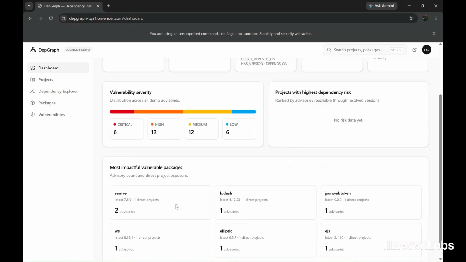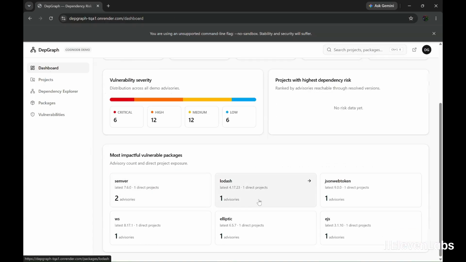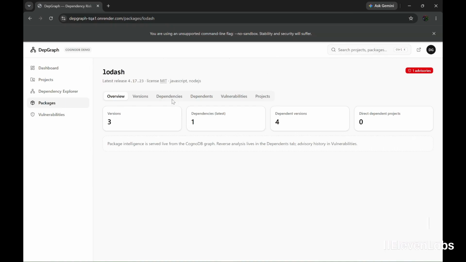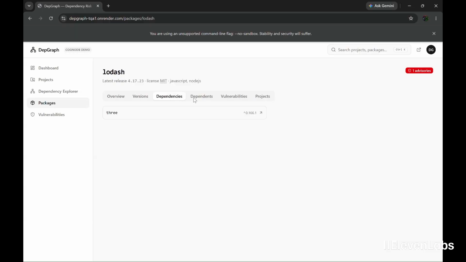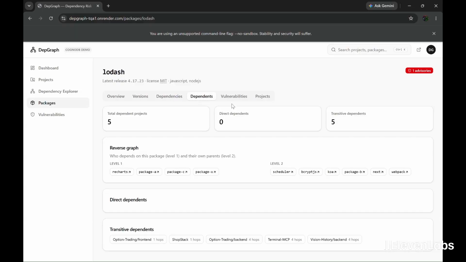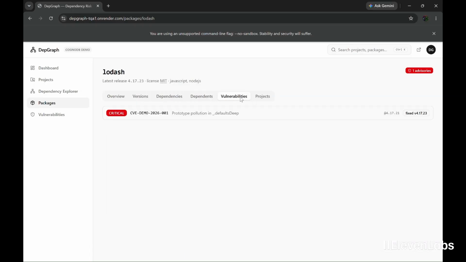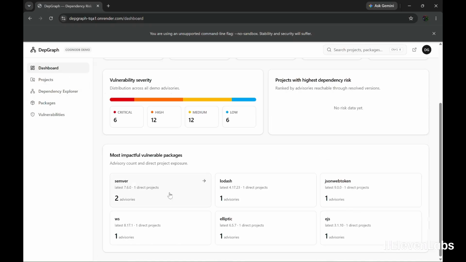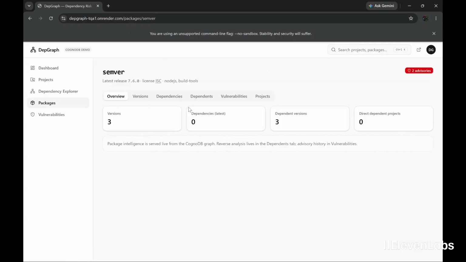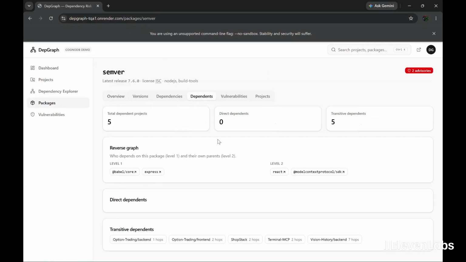We can also traverse the graph in the opposite direction. Starting from Lodash, we can ask who depends on this package. The graph shows 5 dependent projects with 0 direct dependents and 5 transitive dependents. At the first level, we can see packages such as Recharts, Package A, Package C, and Package X, and we can continue another level upward to their own parents. The affected projects range from 1 hop to 4 hop dependency paths, giving us a clear view of the potential blast radius.